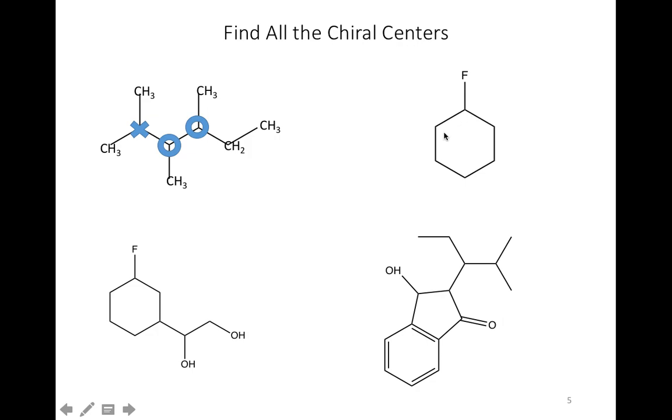When I look at this example, I'm not going to put the hydrogens in, but we know I've got a CH2 here, a CH2 here, a CH2 here, a CH2 here, a CH2 here. So none of those are going to be chiral centers.